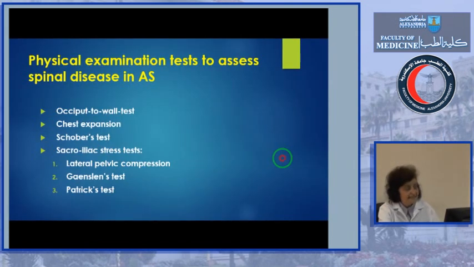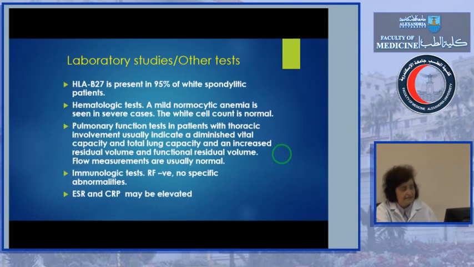A review of your tests. Lab tests are important. HLA-B27 is important. It's not important in diagnosis, but we can find it in 95% of our patients. ESR and CRP may be positive. Blood tests are normal, but sometimes we can find a mild anemia due to chronic illness. Pulmonary function tests will show affection if there is a thoracic involvement with a diminished vital capacity.